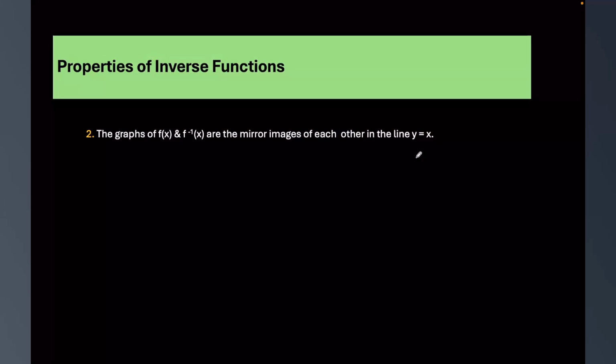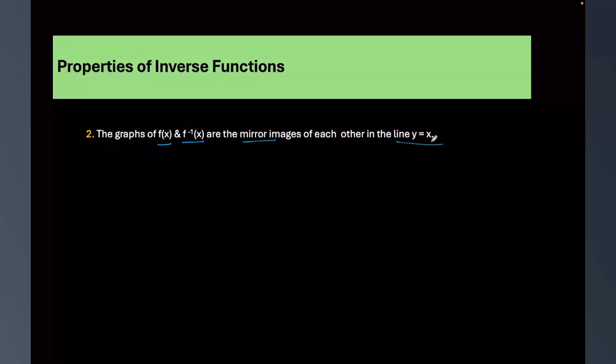All right, so let's look at the second property. The graphs of f of x and f inverse of x are mirror images of each other in the line y equal to x. I think you must have learned this property before as well. Nevertheless, let me give you a very quick and easy example. Let's say you have f of x is equal to the natural log of x, which is nothing but log base e. Now the inverse will be e to the power x.